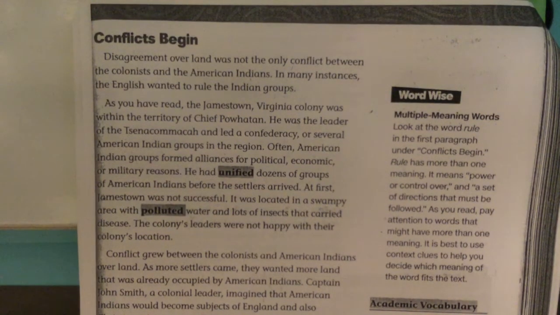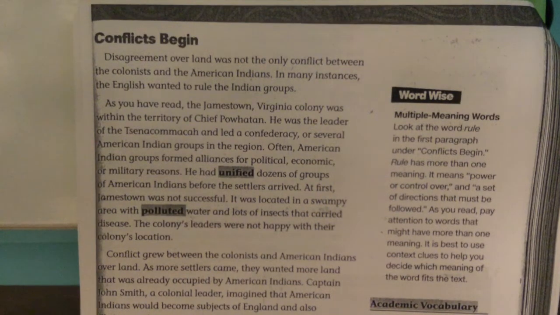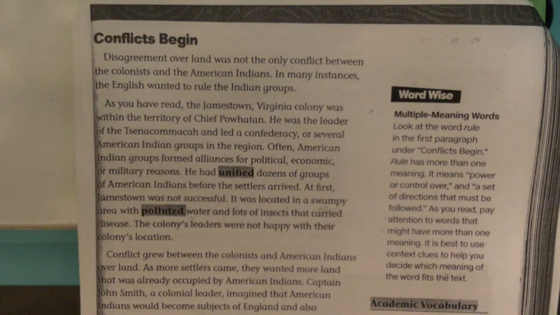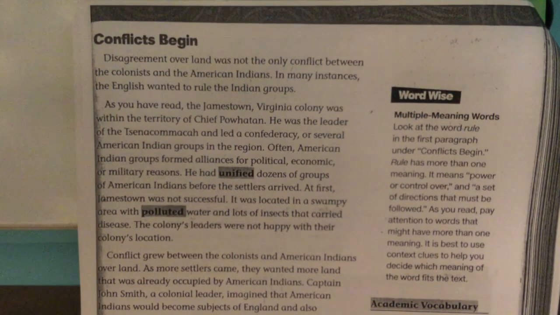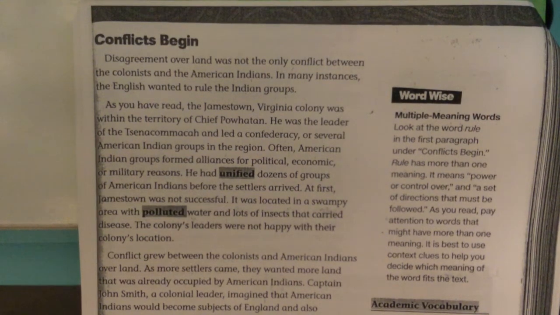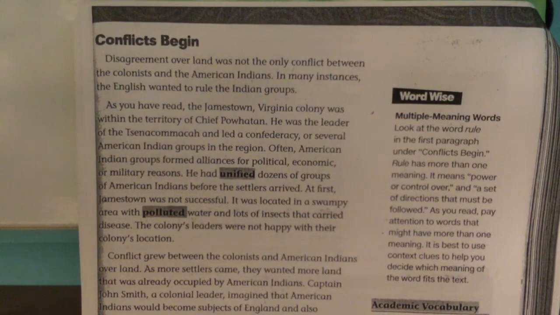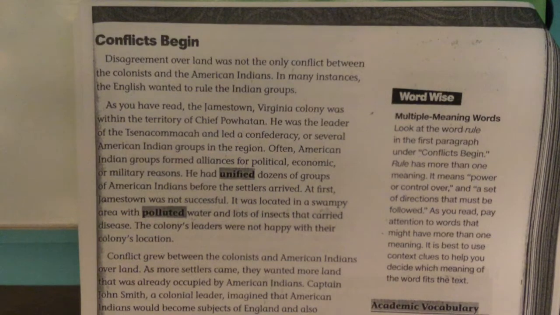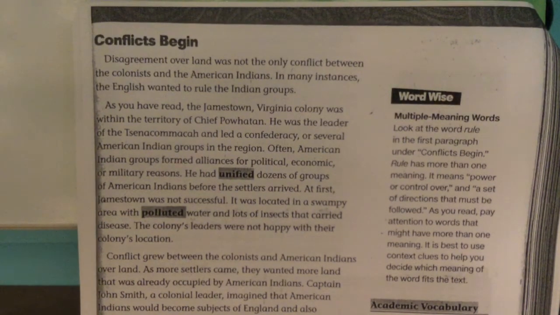In many instances, the English wanted to rule the Indian groups. As you have read, the Jamestown, Virginia colony was within the territory of Chief Powhatan. He was the leader of Senacomaca and led a confederacy, or several American Indian groups, in the region. Often American Indian groups formed alliances for political, economic, or military reasons. He had unified dozens of groups of American Indians before the settlers arrived.